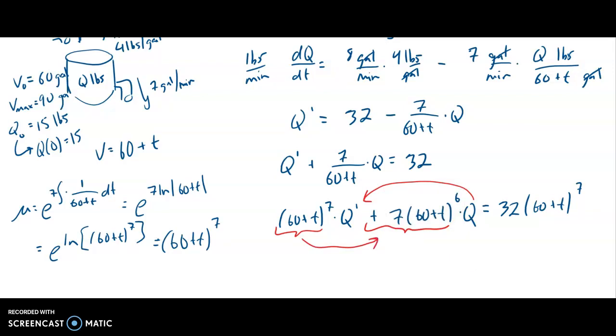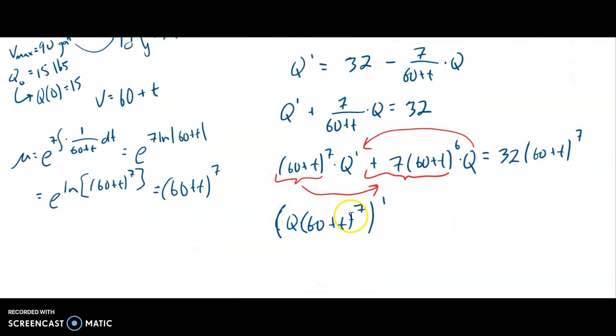So what I can do now is write this as, because it's reverse product rule, (q times (60 plus t) to the 7th), all primed. Because if I were to derive this, I would get this line out because of product rule. It is equal to, I haven't integrated yet, 32 (60 plus t) to the 7th.